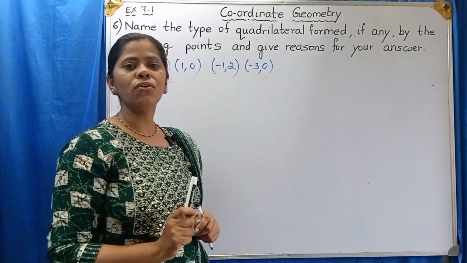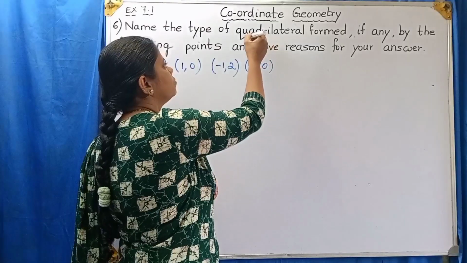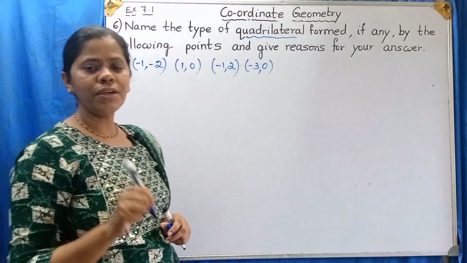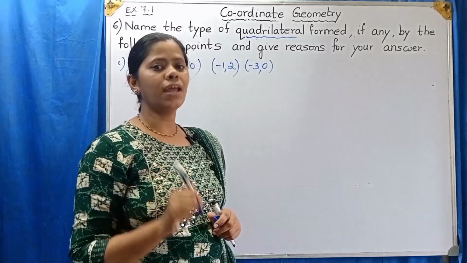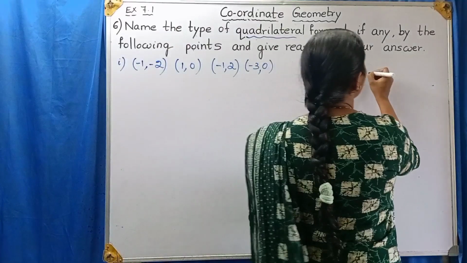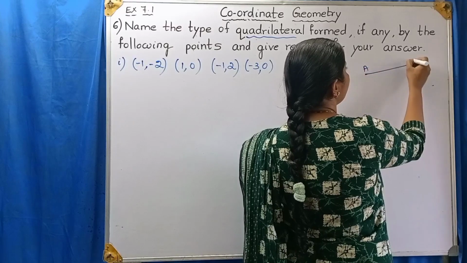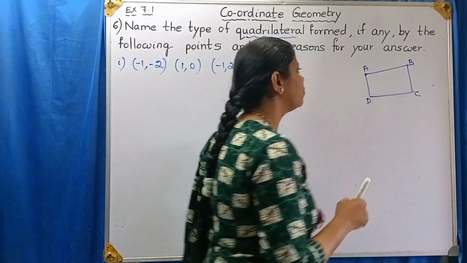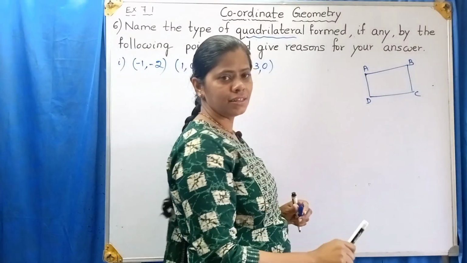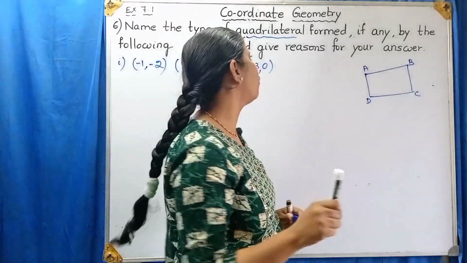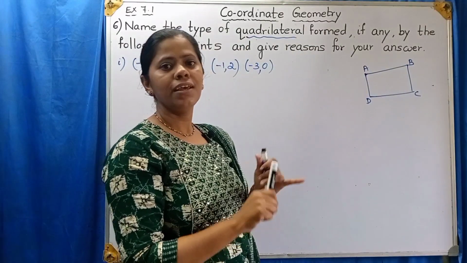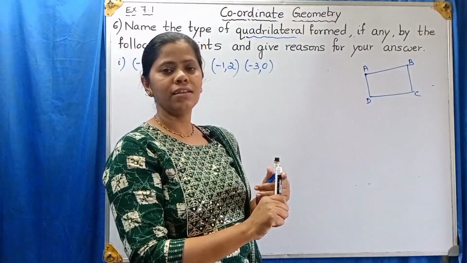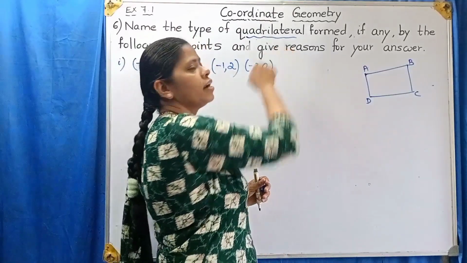First, let us know the meaning of quadrilateral. What is the meaning of a quadrilateral? Quadrilateral means it is a figure formed by 4 sides, right? Let me name the sides as A, B, C and D. It is a figure formed by 4 sides. There are so many examples for quadrilaterals. Square, it is a quadrilateral. Rhombus, it is a quadrilateral. Kite, then rectangle. These are a few examples of quadrilaterals.